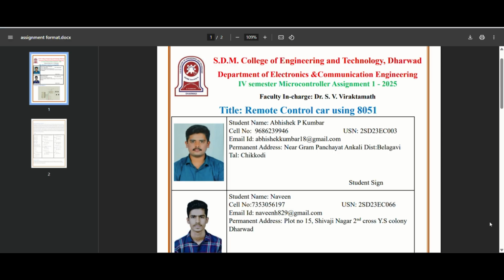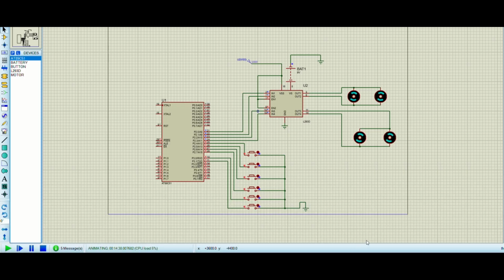Our topic for the 8051 microcontroller project is a remote control car using the 8051 microcontroller. This is the 8051 microcontroller, this is the motor driver, and these are the motors. These are connected with a bunch of buttons through wires. The connection is done according to the diagram. Inserting the program file in the microcontroller.